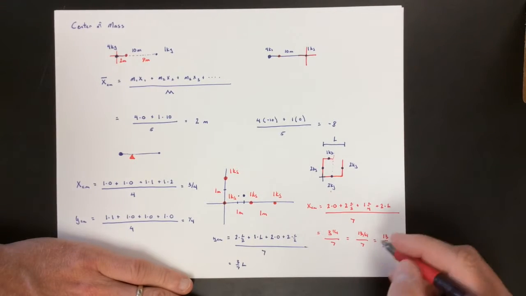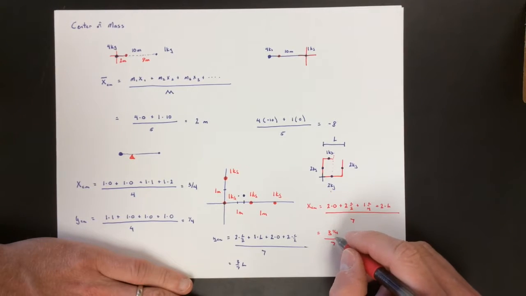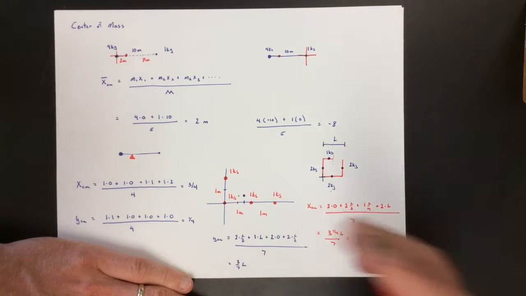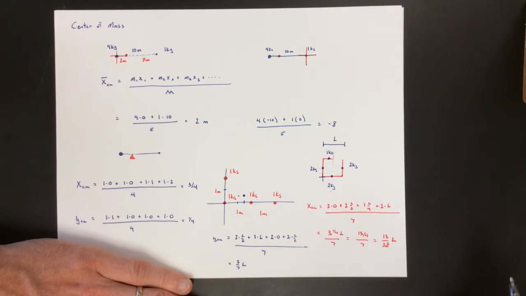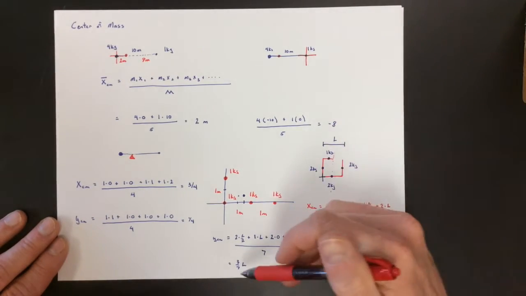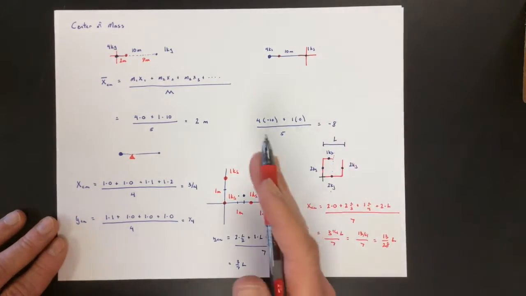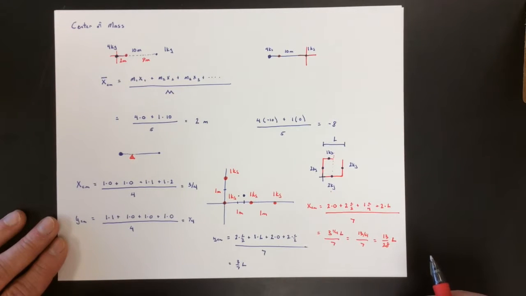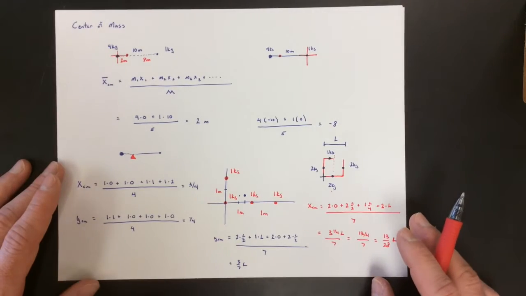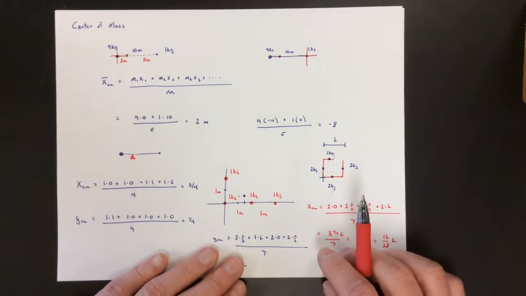Oh, sorry about that. This was 3 1/4 L, so this is 13/28 L, whatever L is. L is just the length, some pre-designed thing. So now we know. It's slightly less than half, 3/7 L, and then 13/28 L. So hopefully that makes sense of how that worked, but we can do it for this.